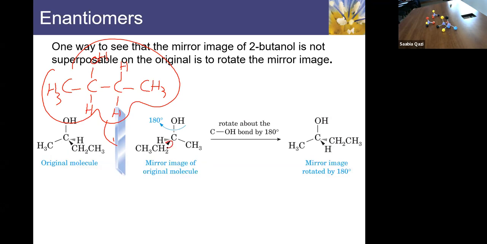This solid wedge, this one, always tells you that the group or atom is facing towards you, like this. It's coming out of the paper. And this broken wedge, this one, tells you that it's behind the paper. I'll show you in 3D here, what I mean actually. So let's say this is 2-butanol.